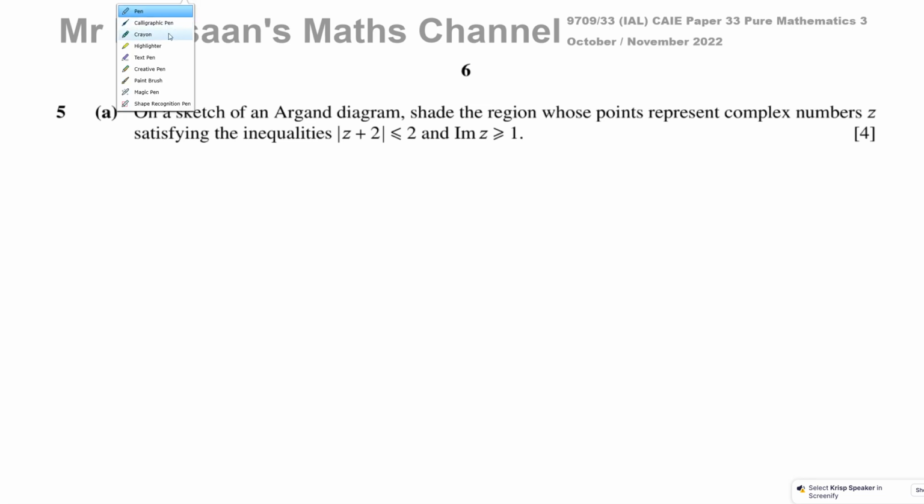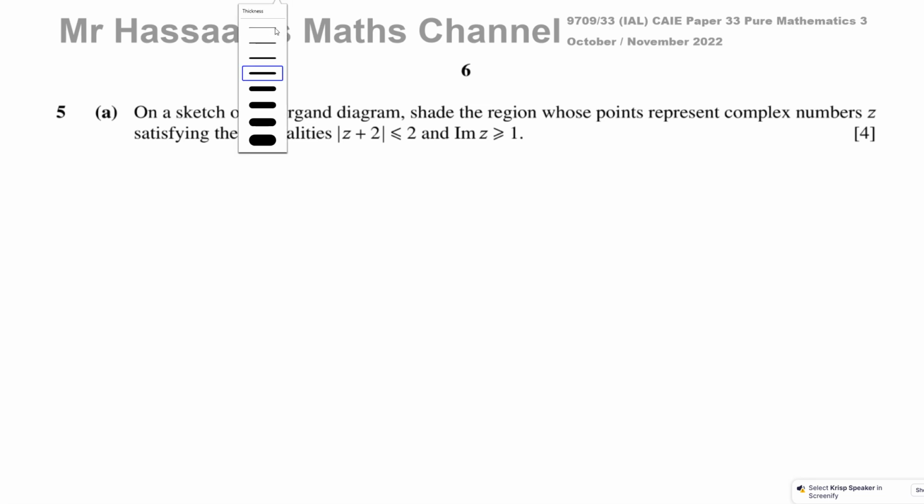So it says, on a sketch of an Argand diagram, shade the region whose points represent complex numbers Z satisfying the inequalities that the modulus of Z plus 2 is less than or equal to 2, and that the imaginary part of Z is greater than or equal to 1.